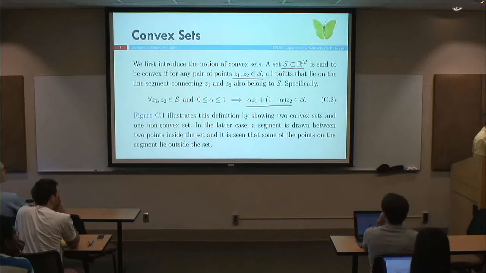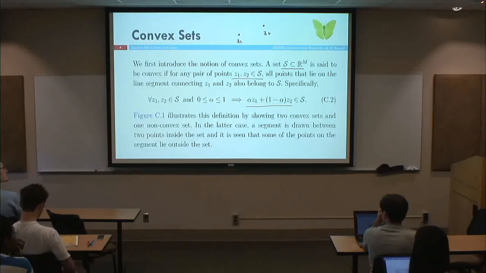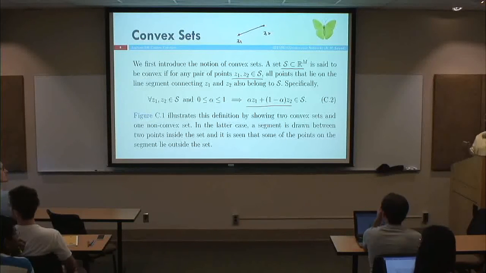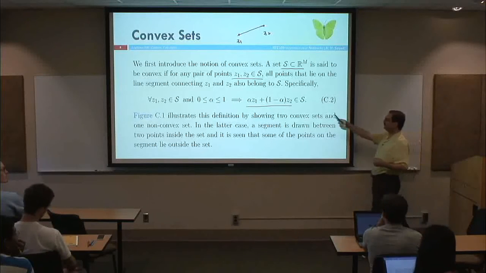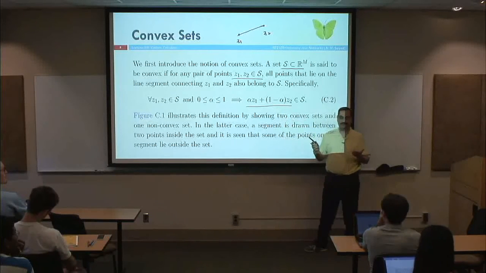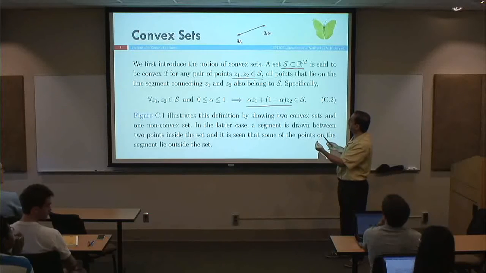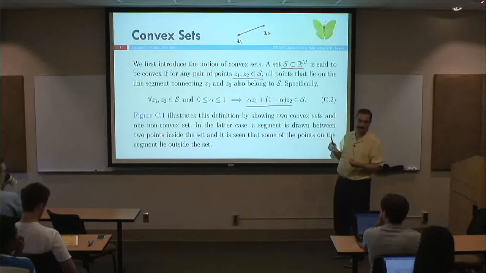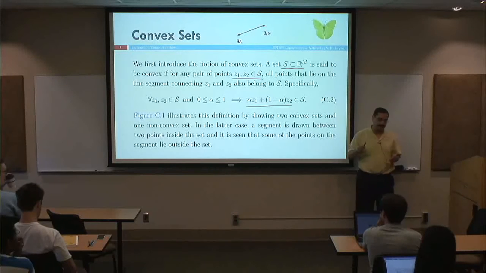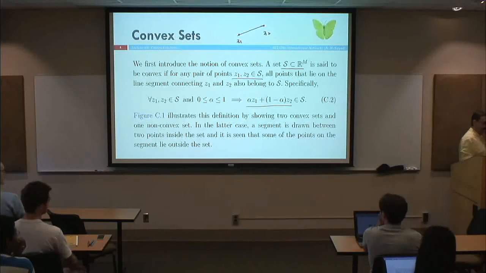So the geometric interpretation of this is that if you pick any 2 points, Z1 and Z2, any point that lies on the segment connecting Z1 to Z2 is a point given by a combination of this form. For example, when alpha is 0, you get Z2. When alpha is 1, you get Z1. When alpha is 1/2, you get a point in the middle. So all the points in between are described by this combination.